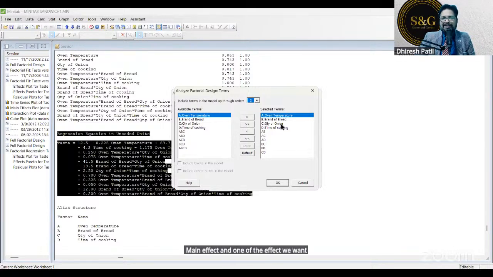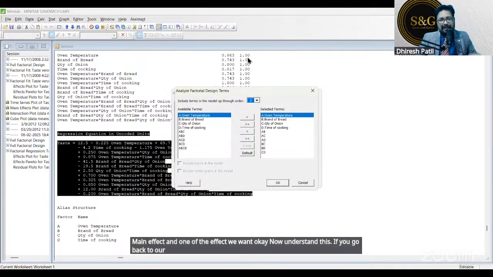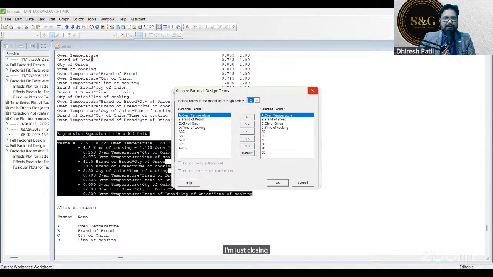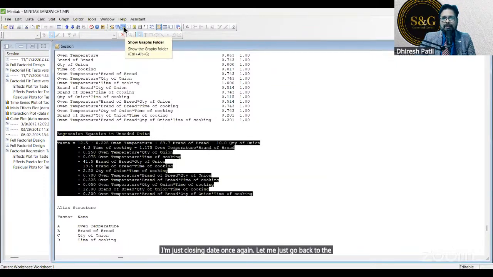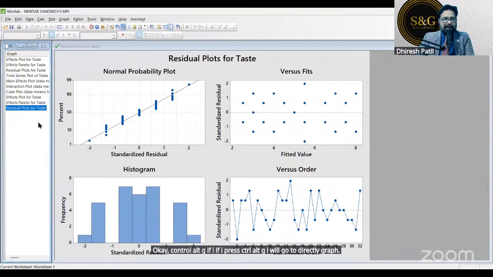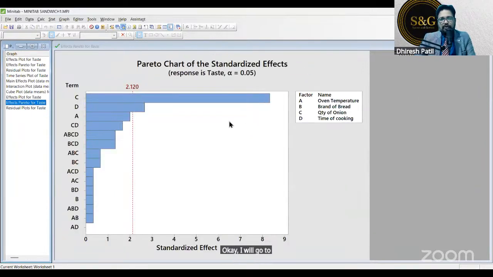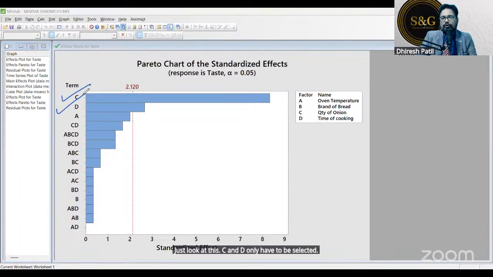Now understand this. If you go back to our graph, let me just take you to the graph. How do we go to the graph? Control Alt G. If I press Control Alt G, I will go directly to the graph. I will go to Pareto. Here, just look at this. C and D only have to be selected, which is quantity of onion and time of cooking.